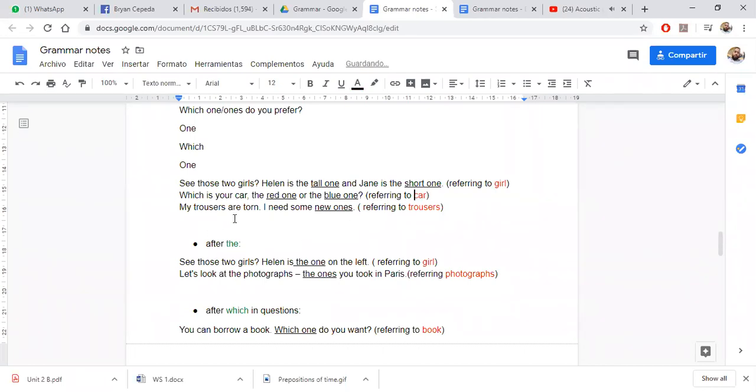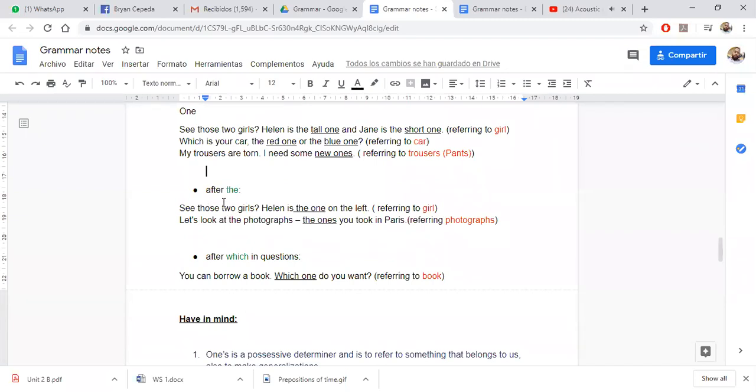Substituting car. My trousers are torn. I need some new ones. Referring to trousers. Trousers are pants, guys, okay? These are pants. Just in case you don't remember that these are pants. Those pants I use for work, they are not jeans, they are trousers, okay?